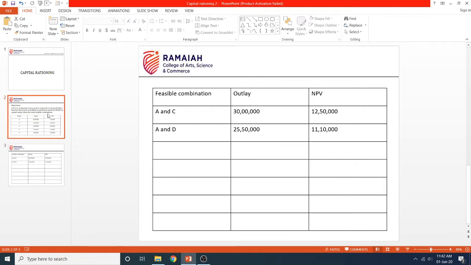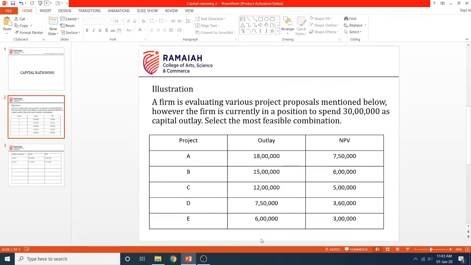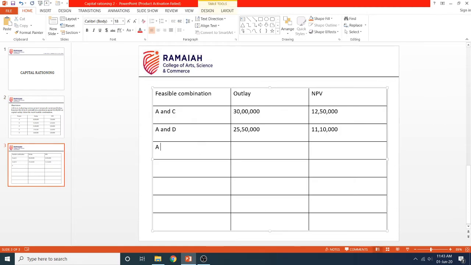Next, can we consider A and E? 18 plus 6 is 24, correct? 24 lakhs. Can we include D also? 24 plus 7, which is not possible, right? So you just have to consider A and E. For A and E, the total outlay is 24 lakhs and the total NPV is 10 lakh 50,000. Right. Let's check the next combination.